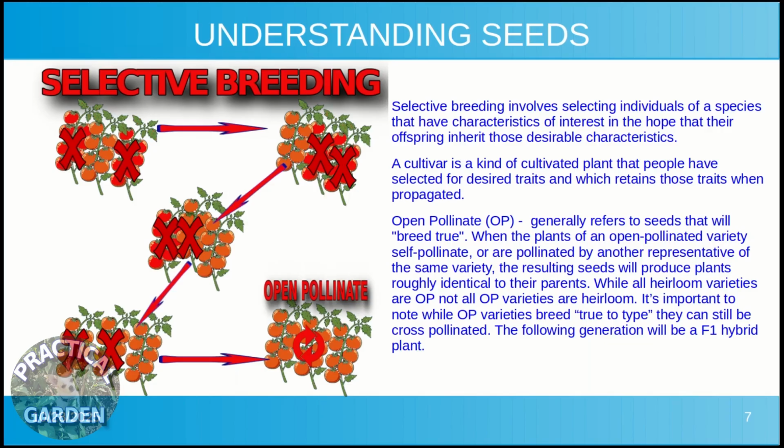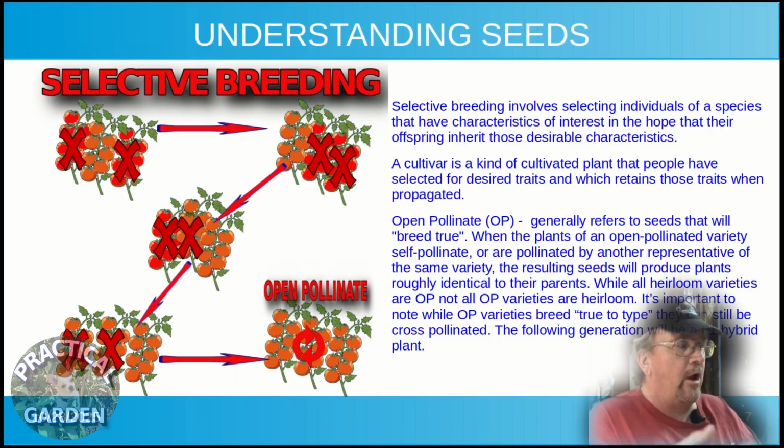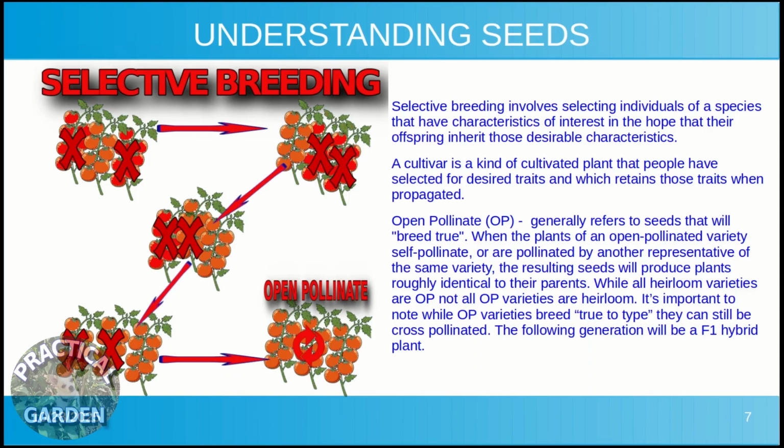When plants of an open-pollinated variety self-pollinate or are pollinated from other representatives of the same variety, the resulting seeds and plants will be roughly identical to the parents, bearing all the same traits. While all heirlooms are open pollinated, and we'll talk about heirlooms in a second, not all open pollinated are considered heirlooms. It's important to note that although open-pollinated plants breed true, they can still be cross-pollinated, and that next generation of seed will be an F1 hybrid.